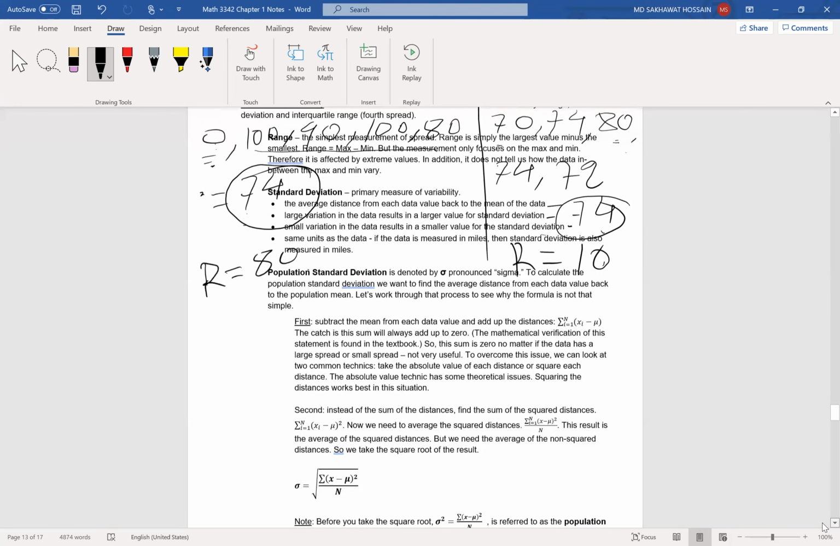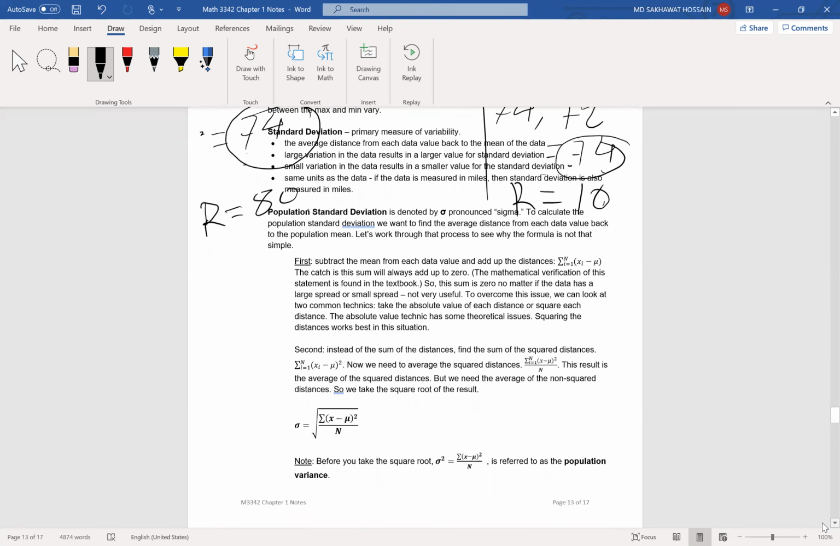So we use standard deviation. If we calculate the standard deviation from the sample, then this is called sample standard deviation. Before calculating the standard deviation, we need to calculate the variance. So what is the variance? For population variance, it is denoted by sigma square. This is called population variance. And S square is sample variance.